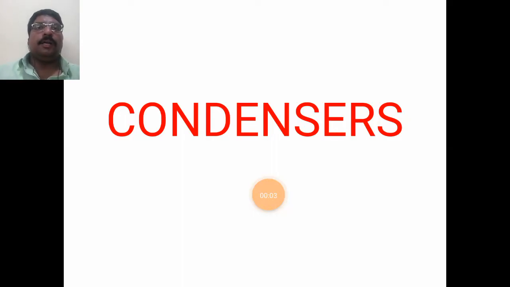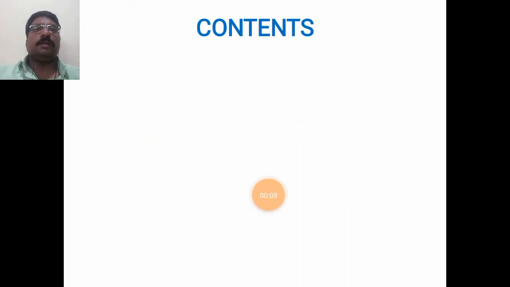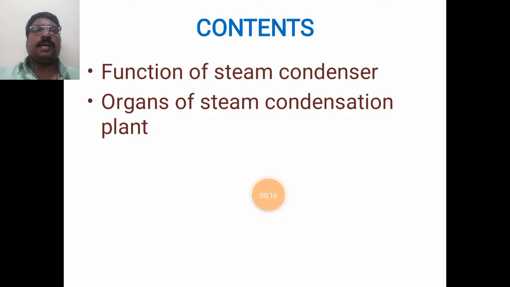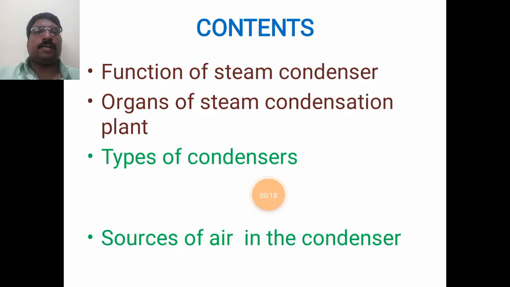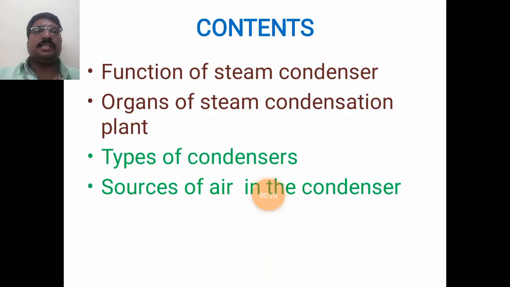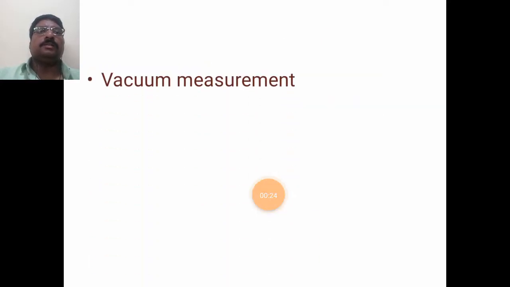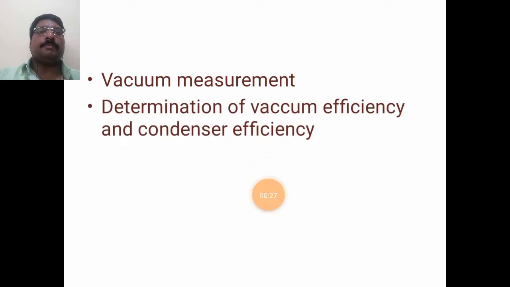Good morning to all. In this video, we are going to discuss steam condensers. What are the different contents in steam condensers? Function of steam condenser, organs of steam condensation plant, types of condensers, sources of air in the condenser, and effect of air leakage in the condenser. Then vacuum measurement, determination of vacuum efficiency and condenser efficiency. These are the different topics included in condensers.